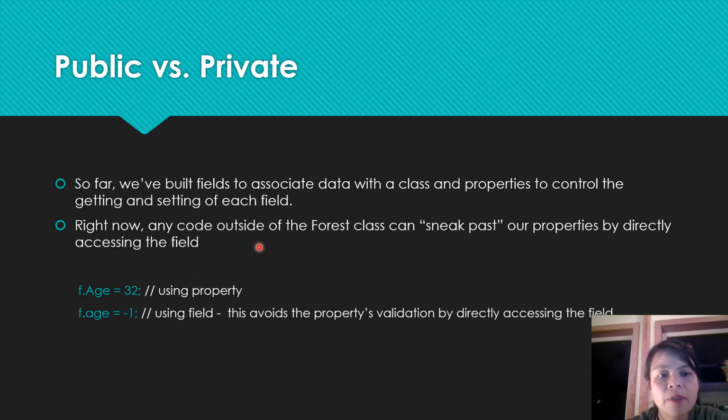All right, so far we've built fields to associate data with the class and properties to control the getting and setting of each field. Right now, any code outside of the forest class can sneak past our properties by directly accessing the field. For example, f.age, the property age of f is 32, so you're using the property. Here f.lowercase h equals -1, you're using the field. This avoids the property's validation by directly accessing the field.